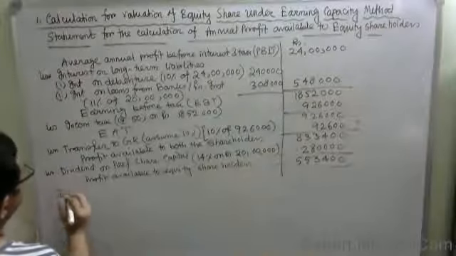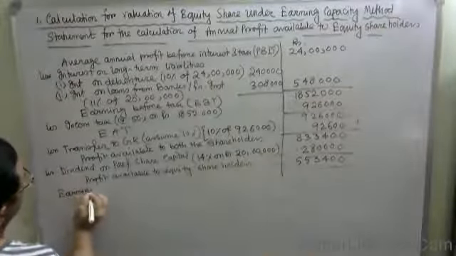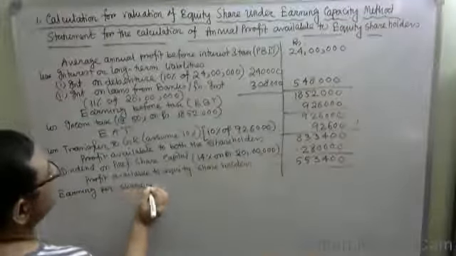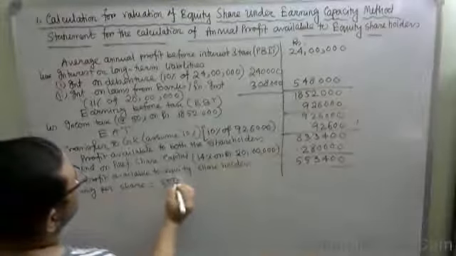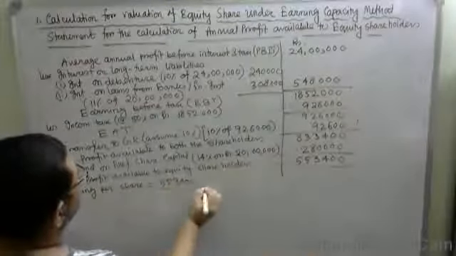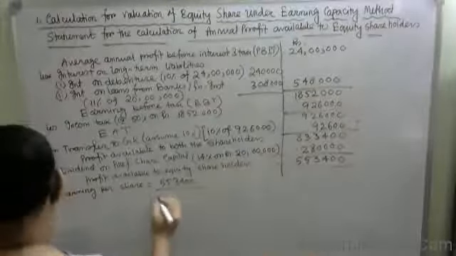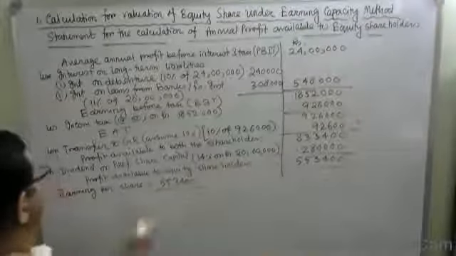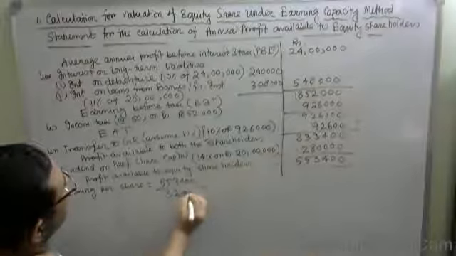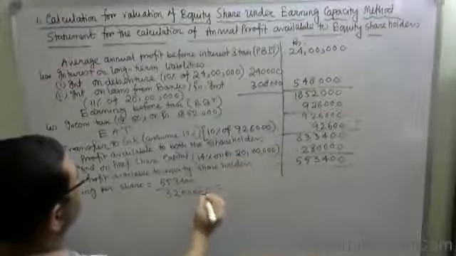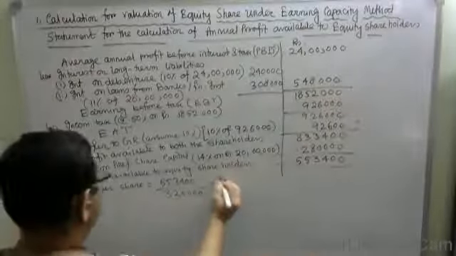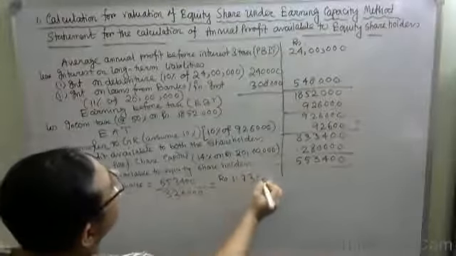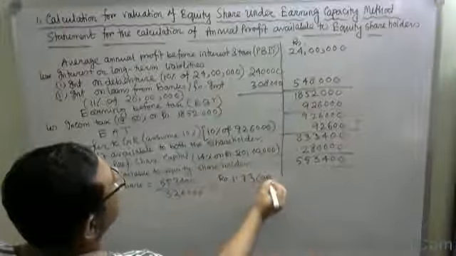So earning per share equals 5,53,400 divided by 3,20,000, the number of equity shares. So it is rupees 1.73 approximately.